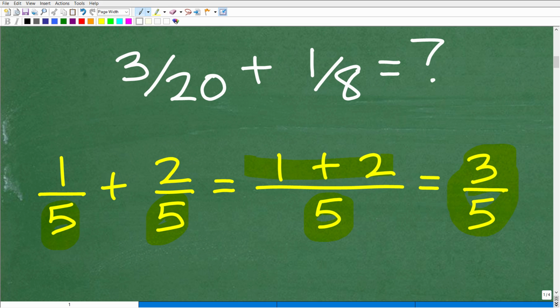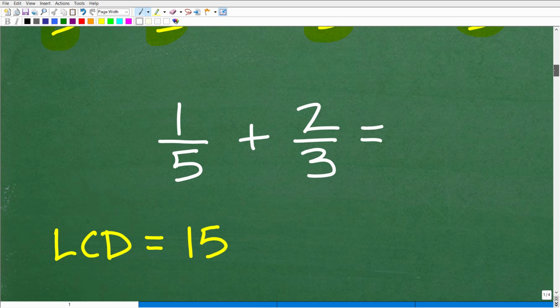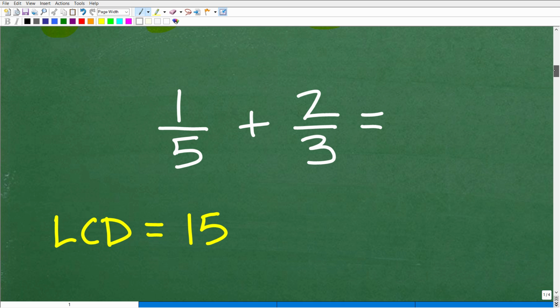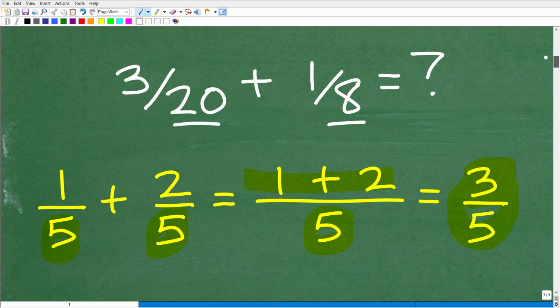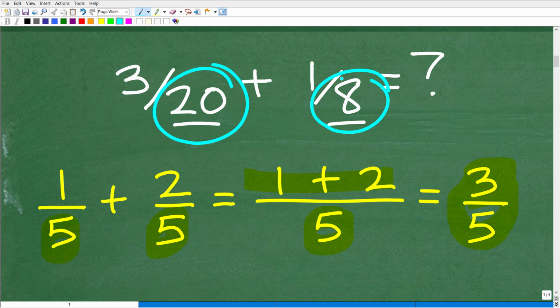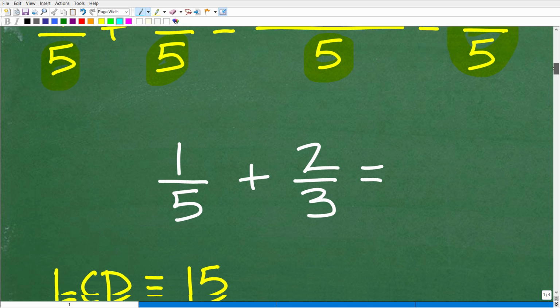Okay, no problem here, but look right here in this problem, we don't have the same denominators. So what do we need to do? We need to find the LCD, okay? So let's go ahead and talk about how to find the LCD. And we're not going to start off with this. I'm going to do this problem in just one second, but let's do something a little bit easier.